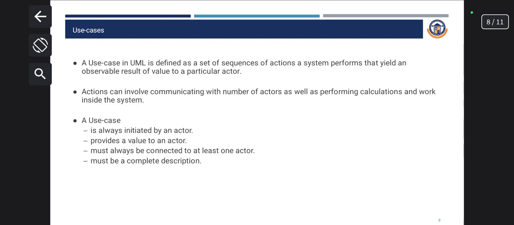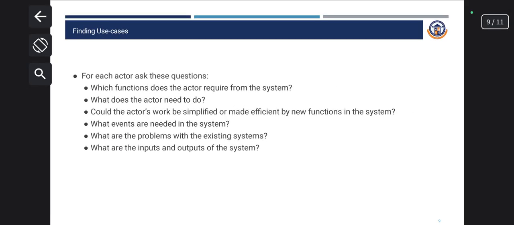So use cases describe what the system does, but not how it is done internally. So examples of use cases include login, registration, payment, report generation, and so on. So this is known as use cases. The next one is finding use cases.